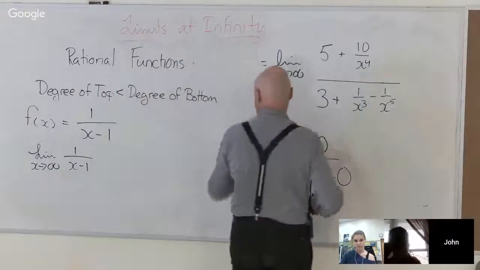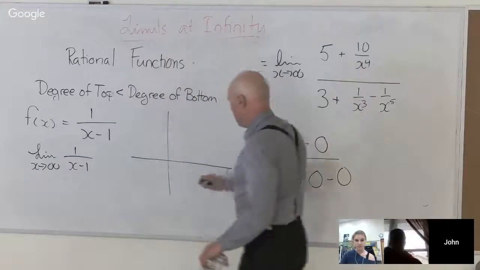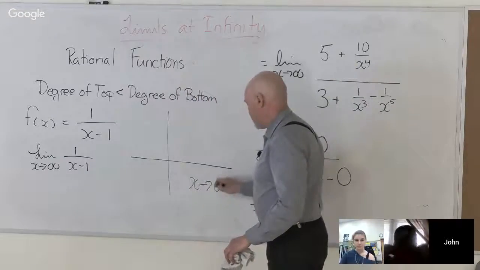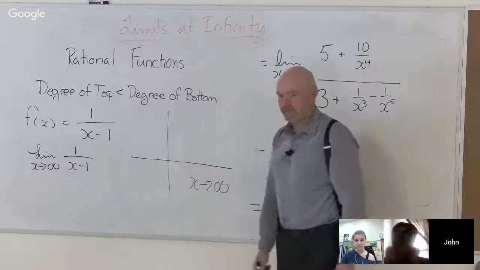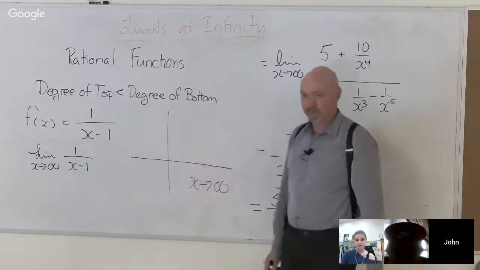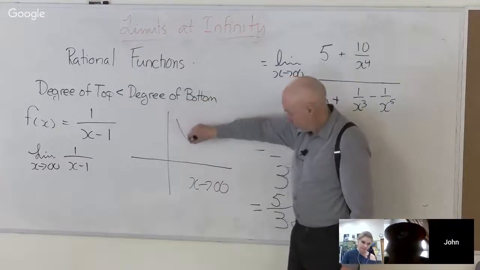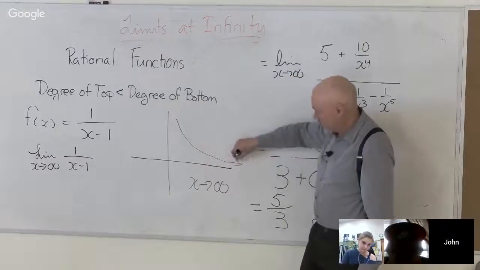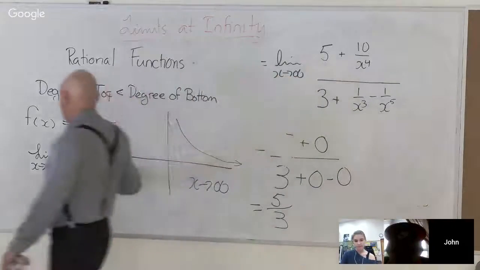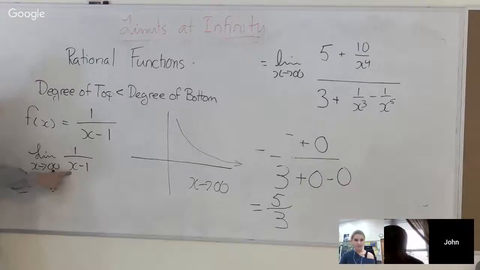So that's the simplest version. x is headed for positive infinity out here. And what's the graph going to look like? Maybe a hyperbola. Yeah, it's just going to be asymptotic. Basically, when x is really large, this is 1 divided by a really big number, so this thing is headed for 0.